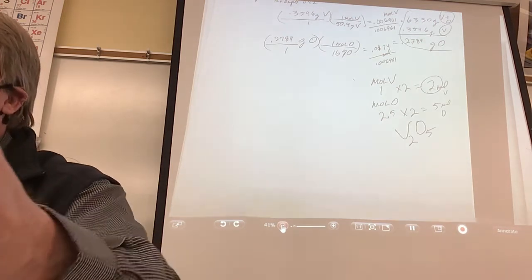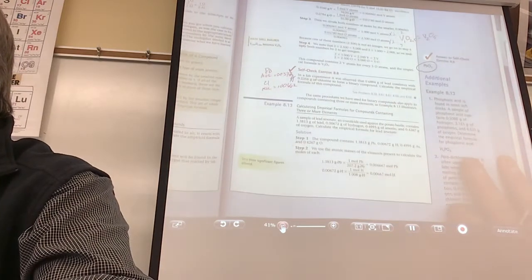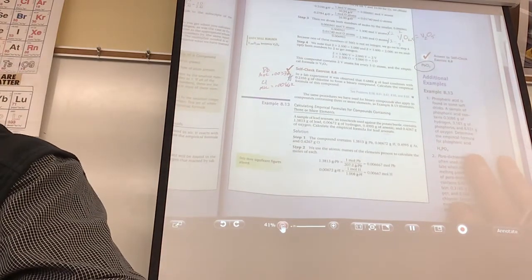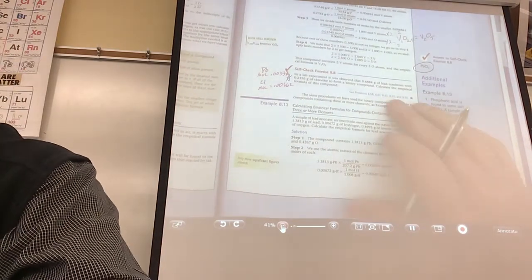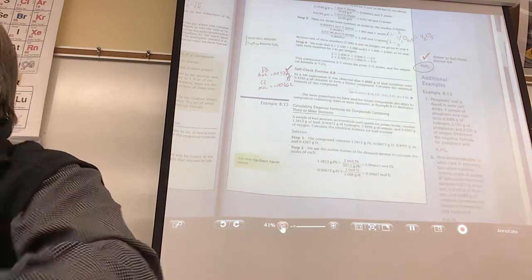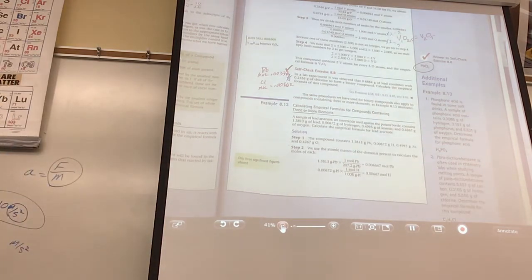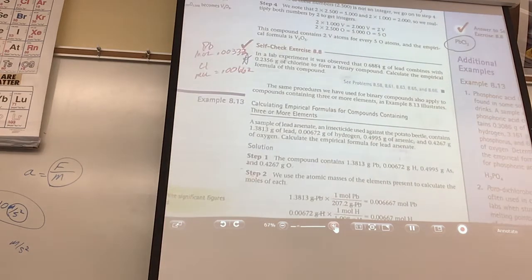All right, ready? Let's see how fast you can do the next one. Let's do the self-check exercise right there. Do that one. I'll magnify it a little bit. In a lab experiment, it was observed that 0.6884 grams of lead combines with 0.2356 grams of chlorine to form a binary compound. Calculate the empirical formula of this compound.